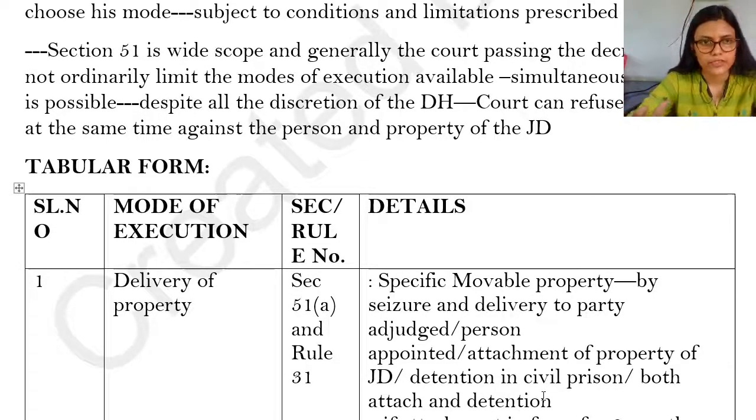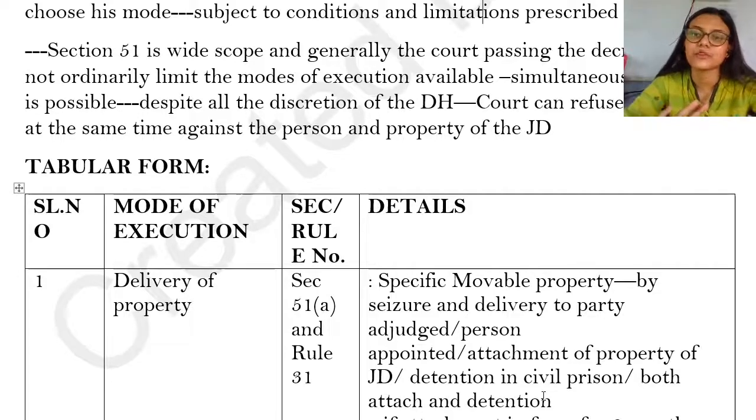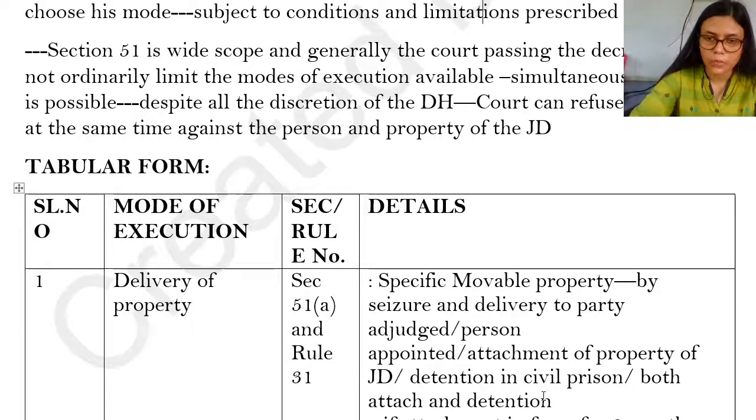So one kind of mode of execution you saw is delivery of property. That will be for movable property or immovable property. Apart from that, we'll also see what additional modes can be used. If it is a specific movable property, you seize and deliver it to the person, or you attach a particular property, or you detain the person in a civil prison, or you order both attachment and detention. Now, if this attachment stays in force for 3 months and still there is no payment or no delivery of property by the judgment debtor, the decree holder will apply for sale.